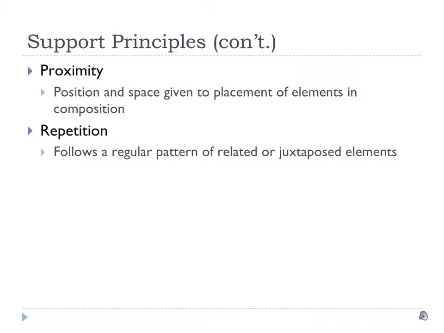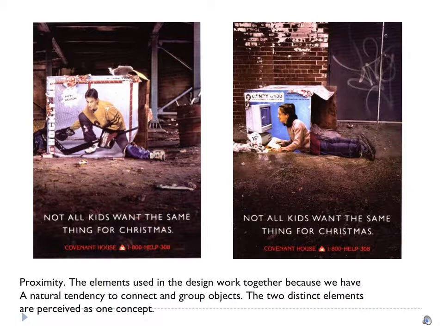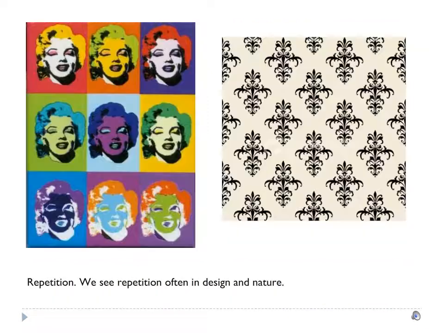The next two support principles to review are proximity and repetition. Proximity is the position and space given to placement of elements in a composition. Repetition follows a regular pattern of related or juxtaposed elements. The elements used in the design work together because we have a natural tendency to connect and group objects. The two distinct elements are perceived as one concept. Even though we are looking at two very different representations of these children, we understand the meaning.